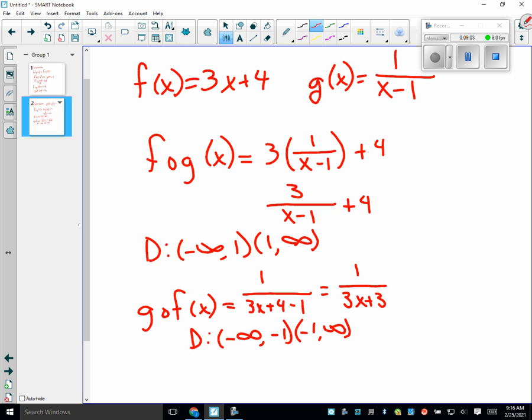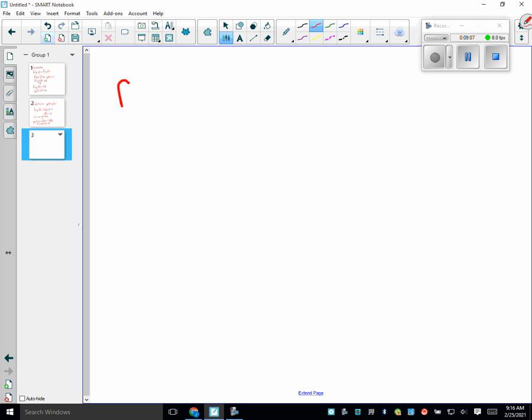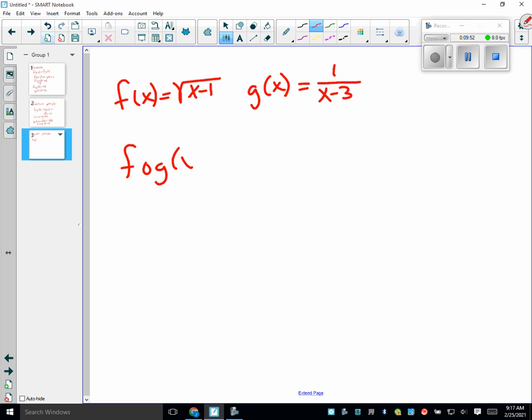One more example, all right? f of x is equal to radical x minus 1. g of x is 1 over x minus 3. What is f of g? Oh, I can't do f of g.